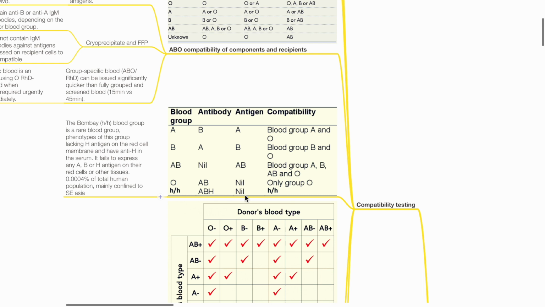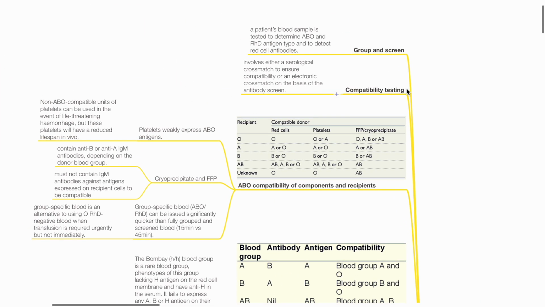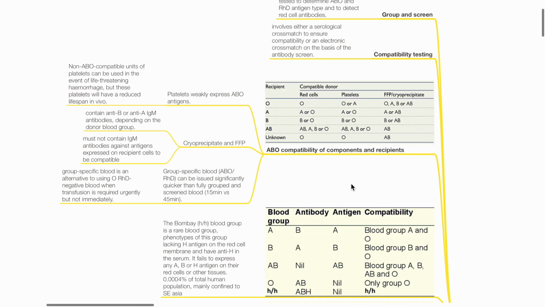Compatibility testing. In group and screen, a patient's blood sample is tested to determine ABO and RhD antigen type and to detect red cell antibodies. Compatibility testing involves either a serological cross-match to ensure compatibility or an electronic cross-match on the basis of antibody screen. This table shows the ABO compatibility of blood components and recipients.